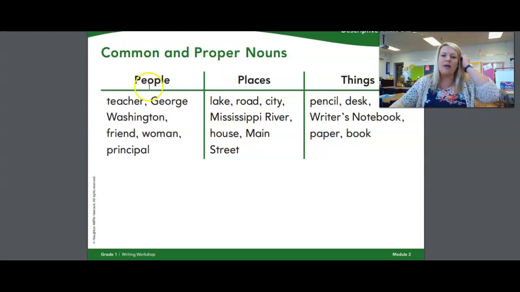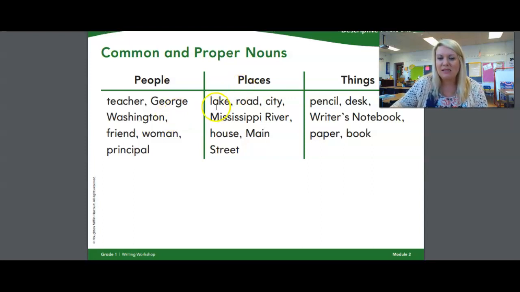So they are proper nouns, and the difference between a common noun and a proper noun is capitalization. If you'll look at my chart, I have people. Here are my people nouns. So I have teacher, George Washington, friend, woman, principal. Which one is the proper noun? The proper noun is the one that has capital letters at the very beginning, and it's George Washington. Have you heard of George Washington? He was our first United States president. His name is capitalized. He's a specific person. He is a proper noun. So he has a capital letter for his first name and a capital letter for his last name. However, teacher, friend, woman, and principal, I'm not naming a person. Those are common, okay? Like I could be your teacher, you could have another teacher. So just teacher, it's not capitalized.